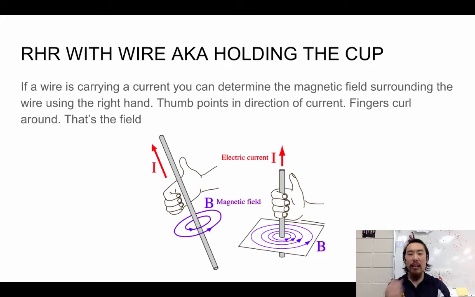Okay, so take a look at the illustrations below. It does a great job of showing you how the magnetic field emanates away from the wire. And of course, the closer to the wire, the stronger the magnetic field. The further away from the wire, the weaker the magnetic field.